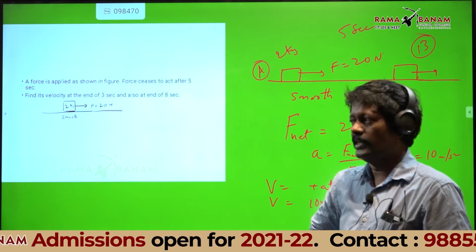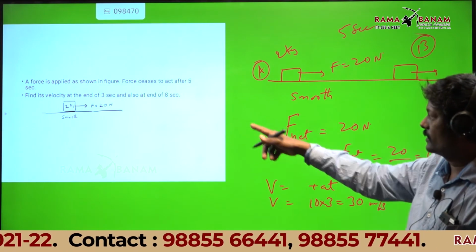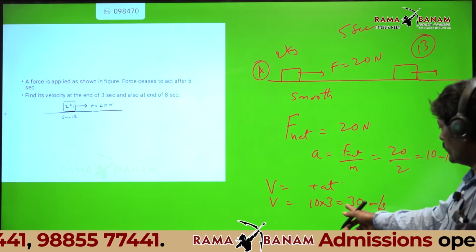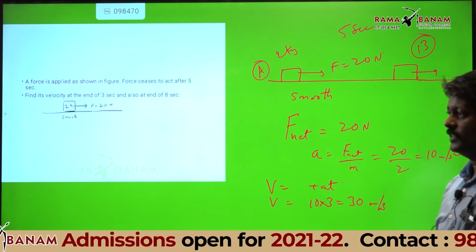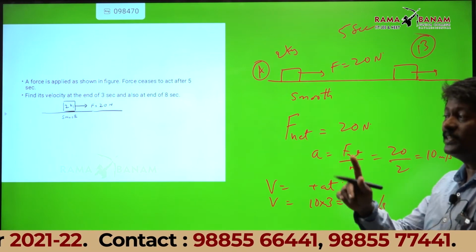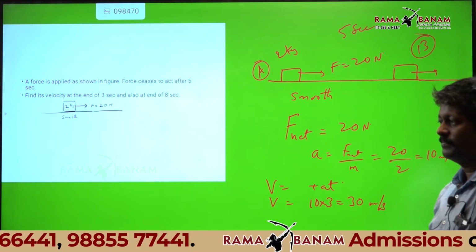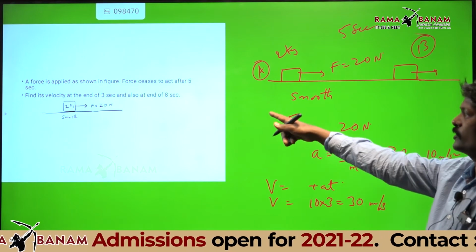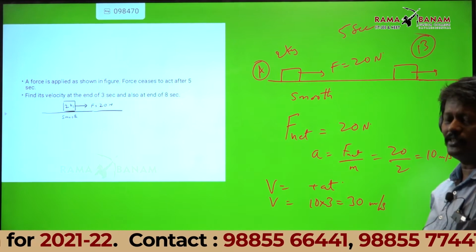Sir, here in the question they gave: find the velocity at the end of 3 seconds, and also at the end of 8 seconds. We found it at the end of 3 seconds. We have to find it at the end of 8 seconds. I will tell you. That is why I gave that question. The question appears simple, but you have to think carefully here. If it is so easy, why would I ask you at 3 seconds and 8 seconds? If it is simple, I will not give the same model again.